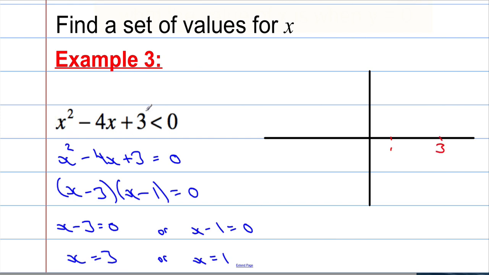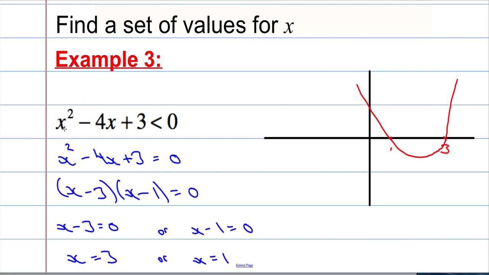And also I should be considering the shape of the graph. Well, it is a quadratic, which means it's a U or an N shape. The coefficient of x squared is positive, which means it must be a U shape. So we're going to get something like this, and that would pass through 3 if I could draw it properly. Let me try and cheat here a bit. There we go. Okay, so the graph comes down, passes through 1, and then comes back up and passes through 3.